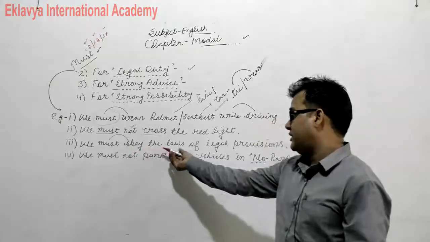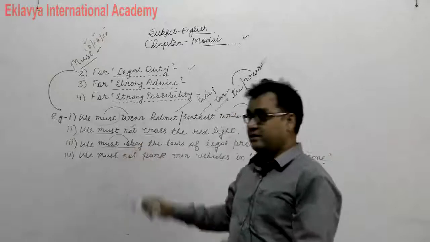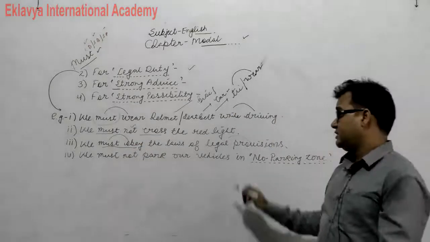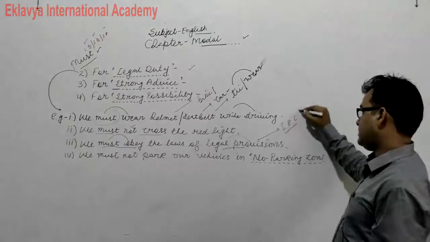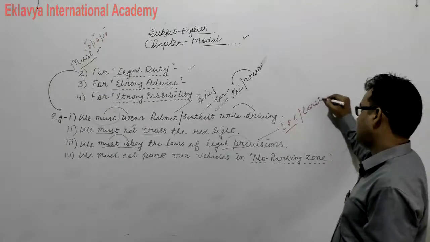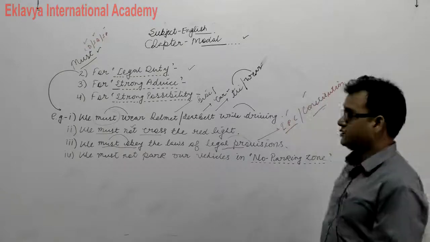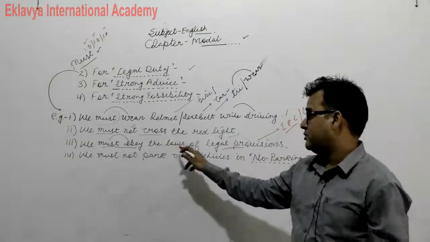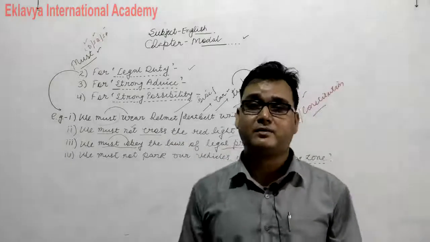Example number 3 is we must obey the laws of legal provisions. Legal provisions like the Indian Penal Code and our Constitution. संविधान है, Indian Penal Code IPC की धाराएं हमारी है. So we must obey the laws of legal provisions. Legal provisions के जो भी laws हैं, we must follow those laws.